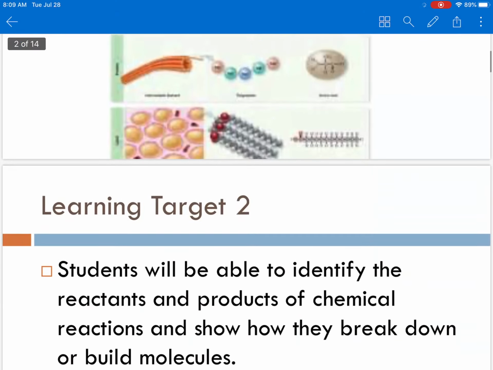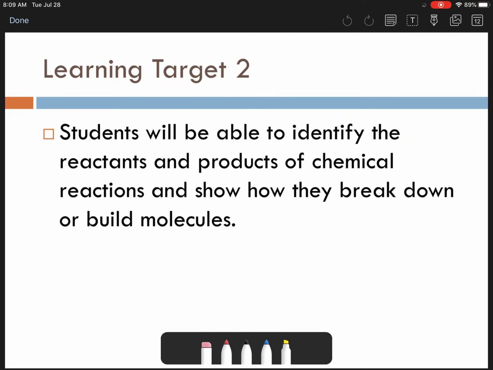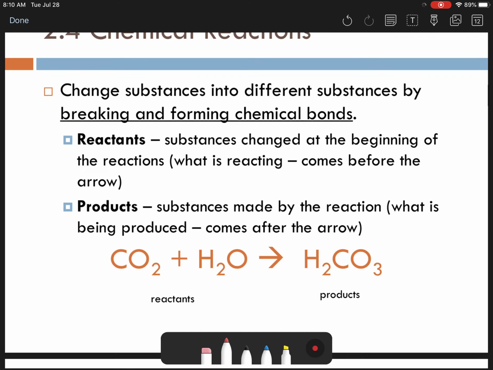We're continuing on with our macromolecules and enzymes unit. Our next learning target 2: students will be able to identify the reactants and products of a chemical reaction and show how they break down and build molecules. Okay, so we'll be talking about reactants and products. We'll be talking about chemical reactions that join small molecules together to build large ones, or to break large molecules down into smaller ones.